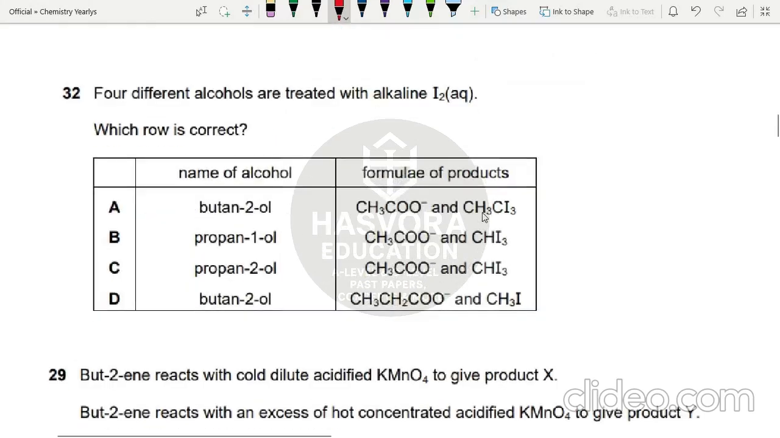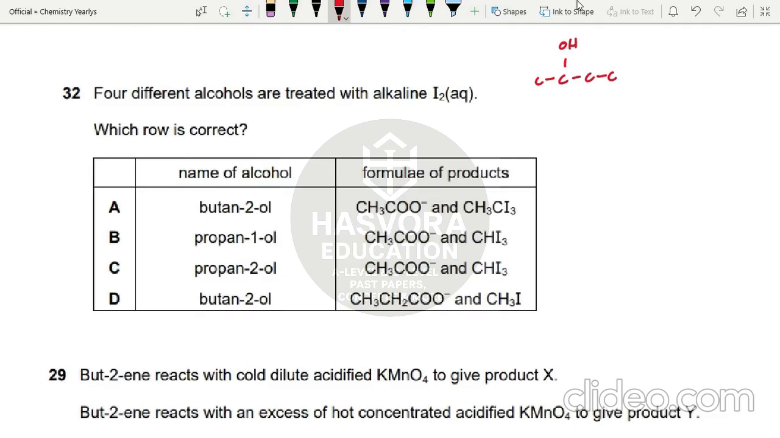So it says 4 different alcohols are treated with alkaline aqueous iodine. Which row is correct? So they have provided us with the name of the alcohol and the formula of the products. So now we have to individually test out each of them. So let's begin with the A part. Butan-2-ol, so it will be like this. It will have an OH here, and this will be the structure.